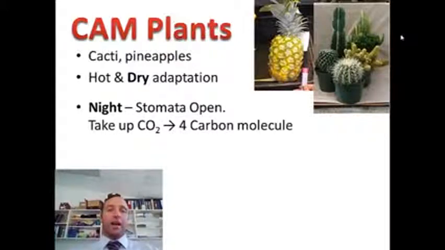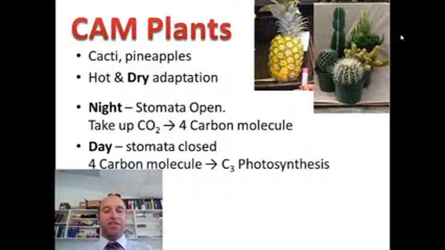So the way that they undergo photosynthesis, at night time they have the stomata open, they take up as much carbon dioxide as they can, and they convert it into a 4-carbon molecule which is stored. In daytime the stomata close, and this 4-carbon molecule is then used in normal C3 photosynthesis, and the plant pretty well goes through the same process.